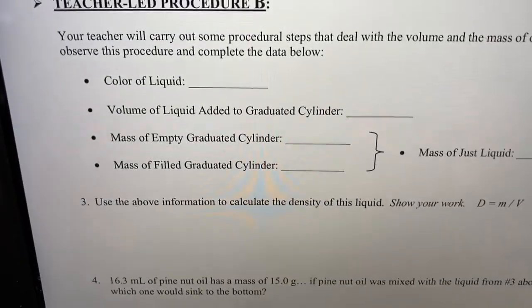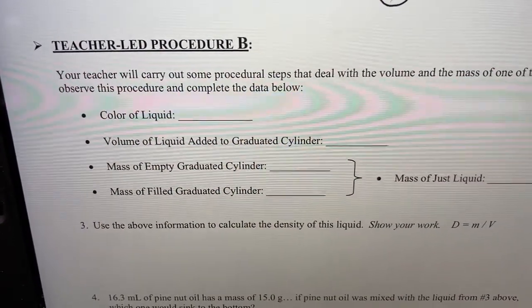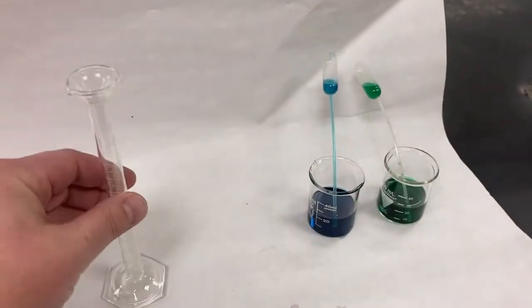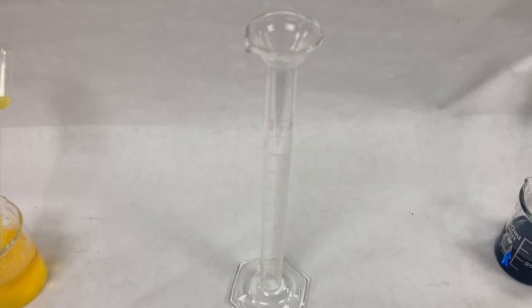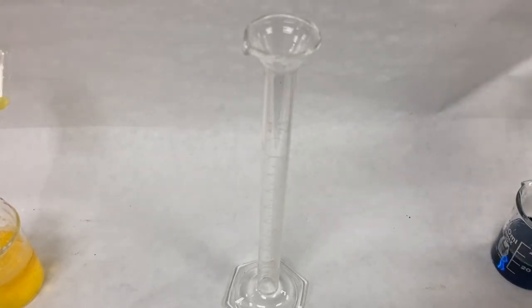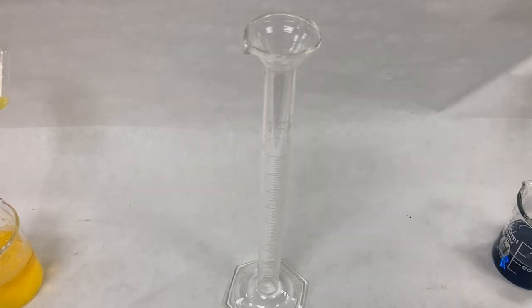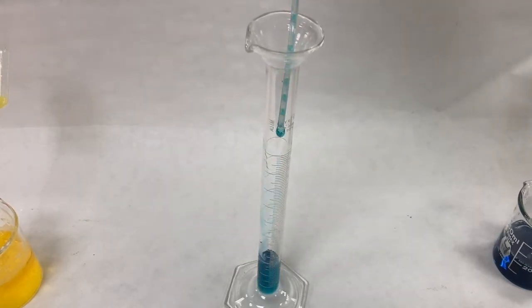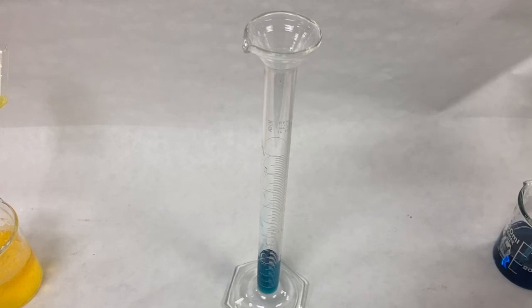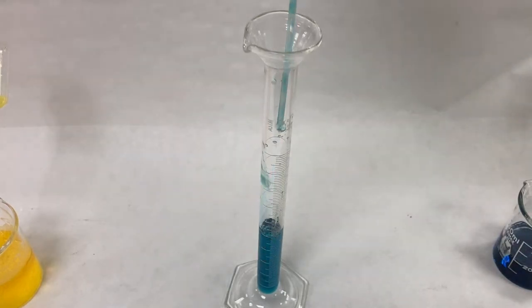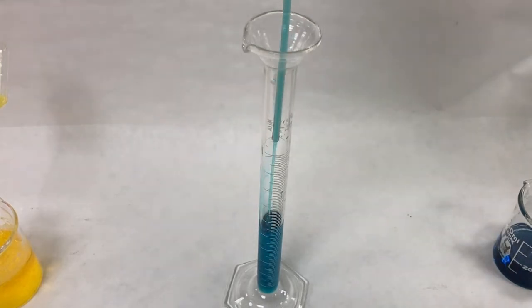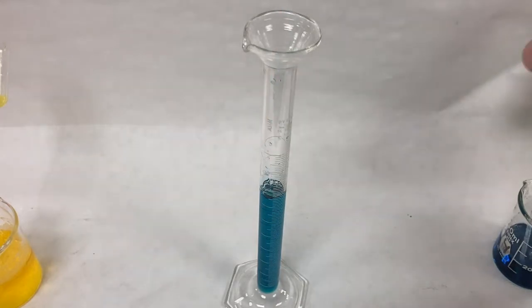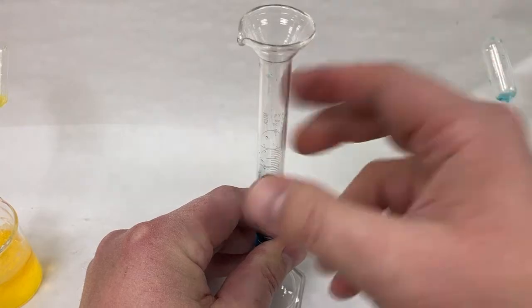Now you see we also need to get the mass of the filled graduated cylinder, but we need to know the volume as well. So I'm going to just set this up so that I can add a certain volume of the blue liquid. Now I can put any volume in here I want. So I think I'm going to put 3 squirts. 3 squirts. Give it a little tap.